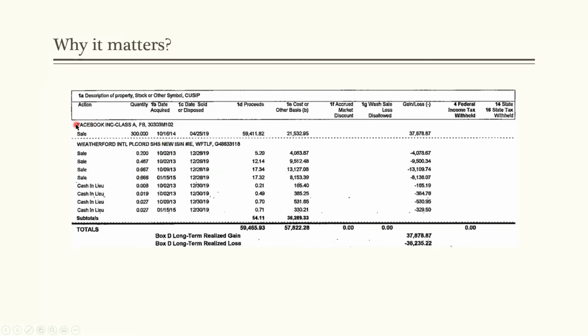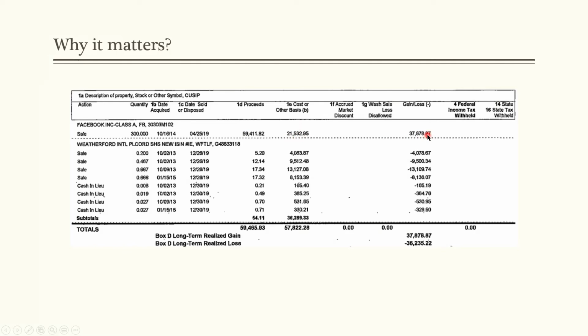As you can see right here, this is a stockbroker form. We see these a lot. These are called a 1099-B, and this tells us all your stock transactions. So here's the stock. He sold 300 shares of Facebook that he bought on October 16th of 2014. He sold it on April 25th of 2019, so this is more than one year, so this is a long-term stock. Proceeds, $59,000. His cost or basis was $21,000. So he had a $37,000 gain.